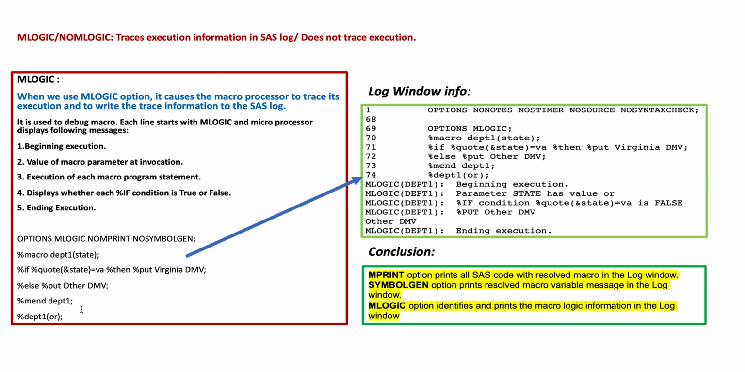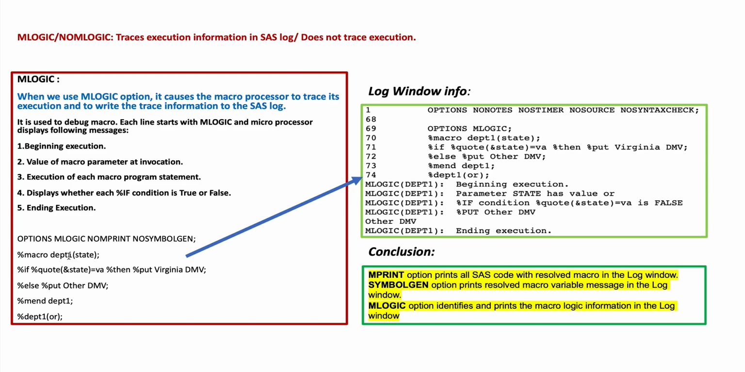Here is a SAS code. Option is mlogic, no mprint, no symbolgen. That means only mlogic is activated. We have a SAS macro code here, %macro. Macro name is dpt1, macro variable name is state. And we are using an if condition here. %if this state name is VA, then it prints Virginia DMB. If not, it prints other DMB. End of the macro. And we are providing here state is Oregon.